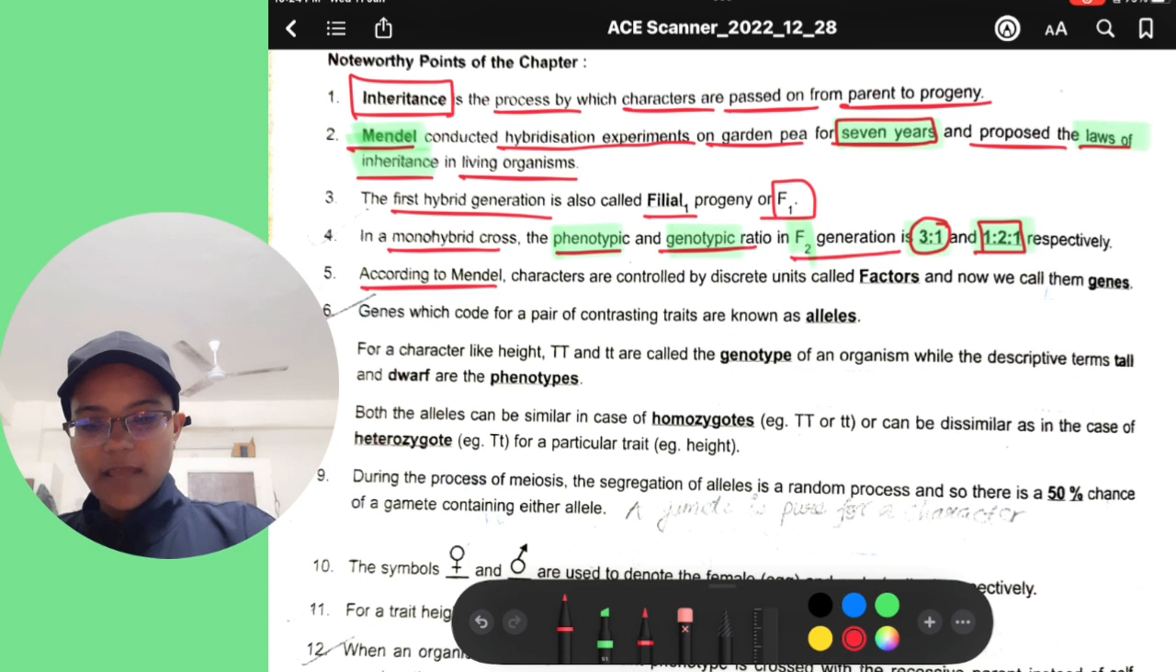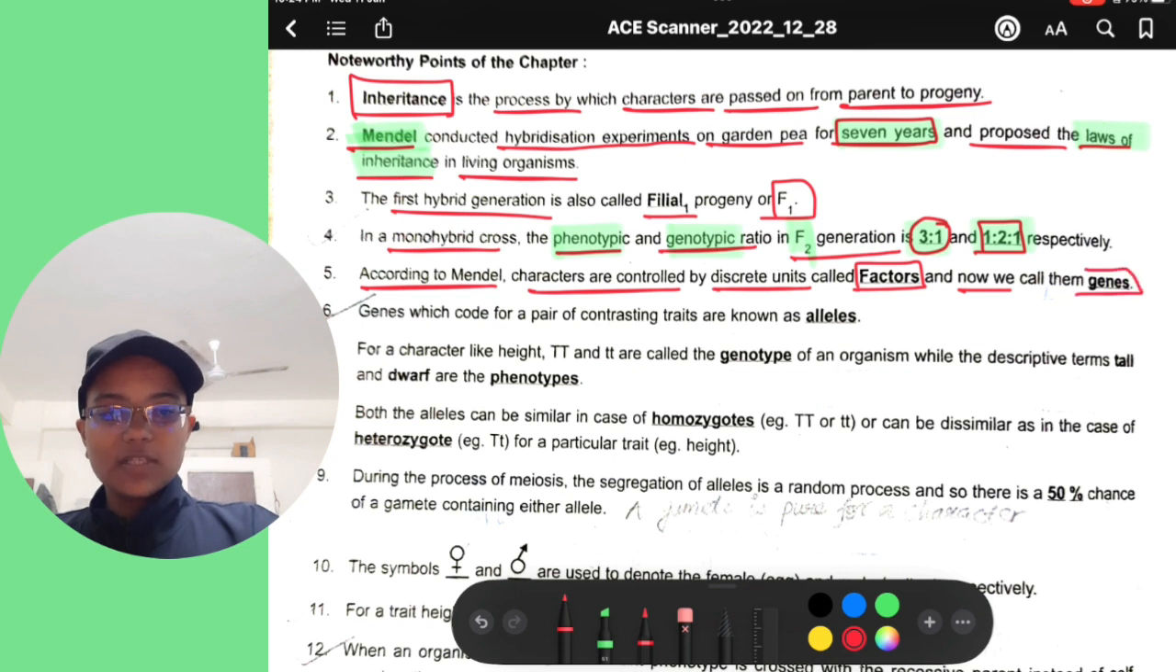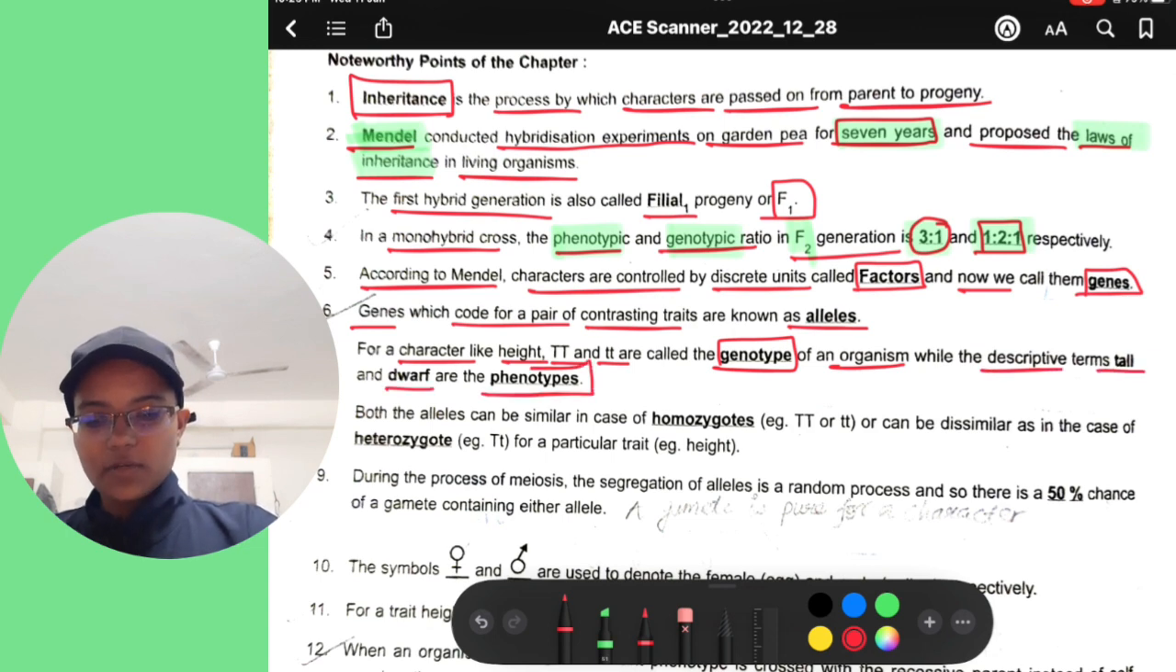According to Mendel, characters are controlled by discrete units called factors, and now we call them genes. Genes which code for a pair of contrasting traits are known as alleles. For a character like height, TT and Tt are called the genotype of an organism, while the descriptive terms tall and dwarf are the phenotypes.